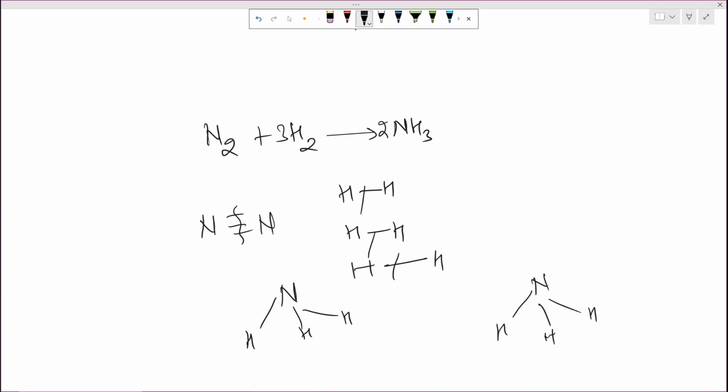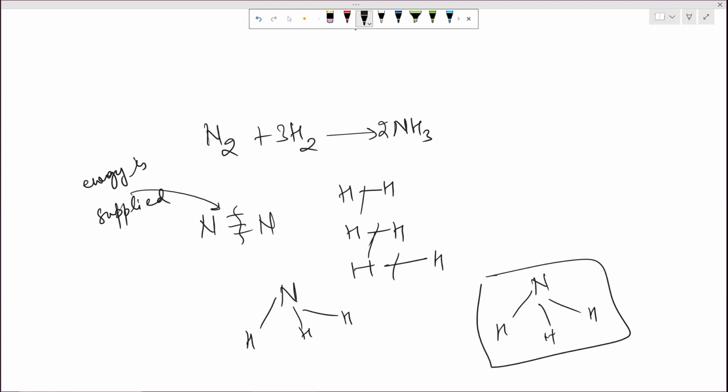Two NH3, okay, they are broken. So always when the bond is broken, energy is supplied. And when new bonds are formed, energy is released. Okay.